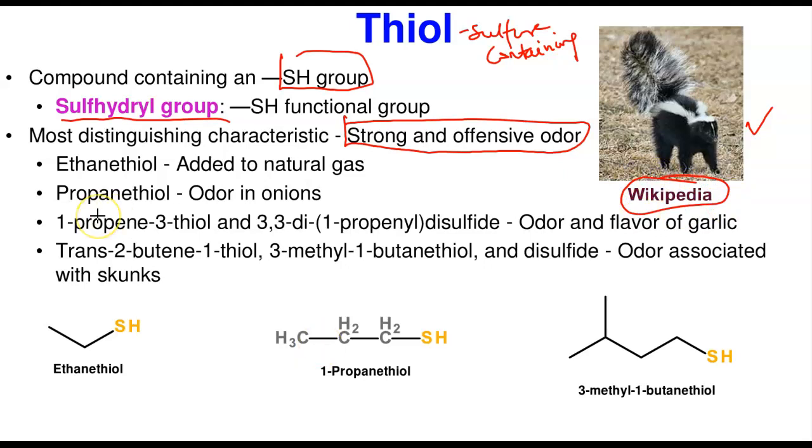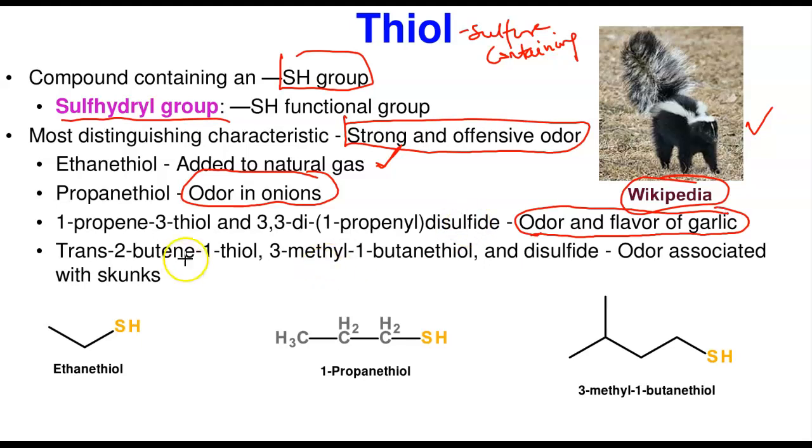Now, some common examples: ethanethiol is added to natural gas as an additive. Propanethiol is the odor of onions. You see how pungent the smell of onions is? It's because of the propanethiol that it contains. Then other ones are 1-propanethiol and 3,3-dipropyl disulfide, which is the odor and the flavor of garlic. You see this in garlic. You see that smell of garlic too? Not very, very pleasant. That is because of this particular compound.